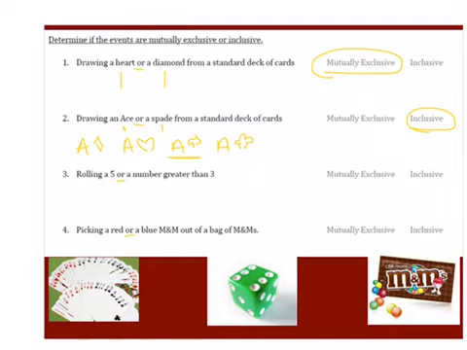So now, can I roll a 5 and be a number greater than 3? If I'm thinking of my numbers greater than 3, I get 4 and 5. So I can do both 5 and greater than 3. So these are inclusive. Number 4, picking a red or a blue M&M out of a bag. Can I be a red and a blue M&M at the same time? In this situation, no, I cannot, so these are exclusive. They do not affect each other.